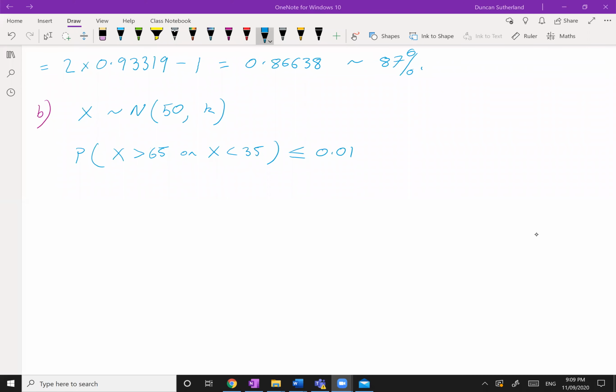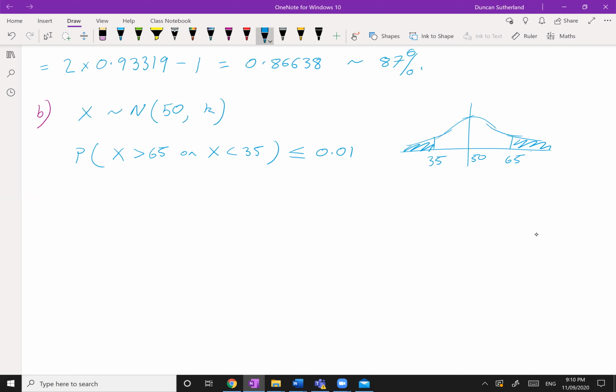So we can use symmetry again to work out what this means. Here's our distribution, our normal distribution. We've got 35, 50, 65, right? This thing's symmetric, and we're interested in the shaded probabilities. So each of these shaded regions is going to contribute 0.5% to our probability distribution.